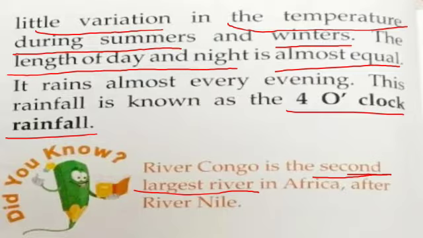River Congo is the second largest river in Africa after River Nile. The first largest is River Nile in Africa, and second largest river of Africa is River Congo.